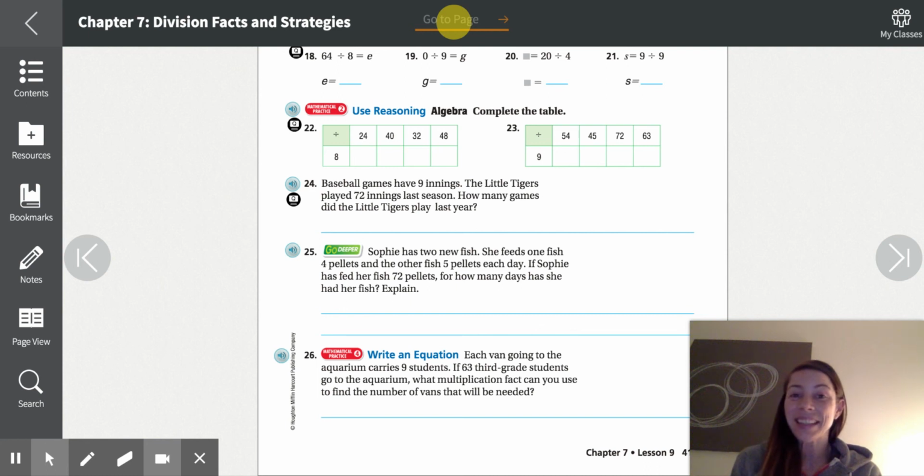Okay guys, it's lesson 7.9. We're on the On Your Own problems, the word problems at the end of the page.